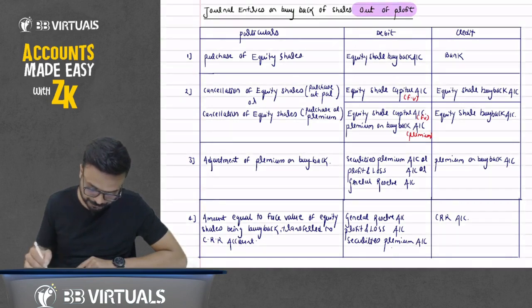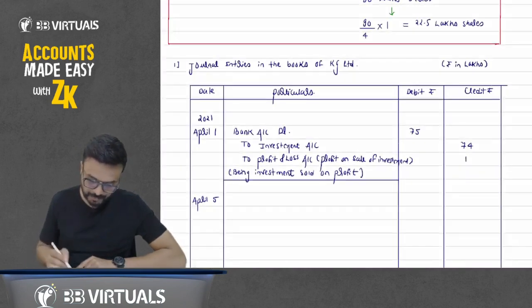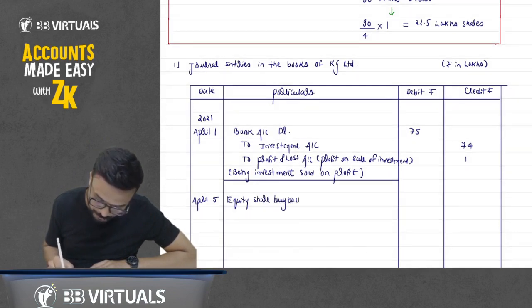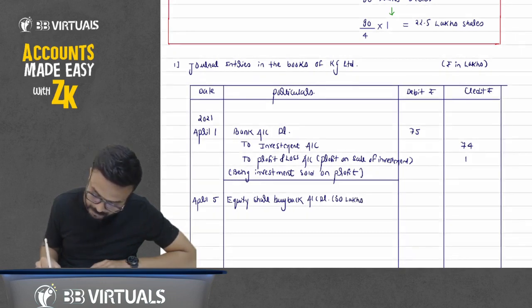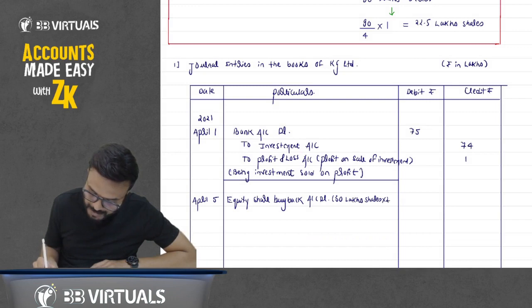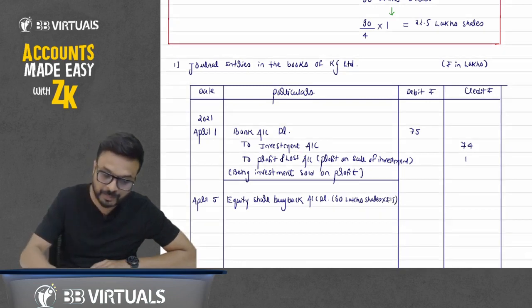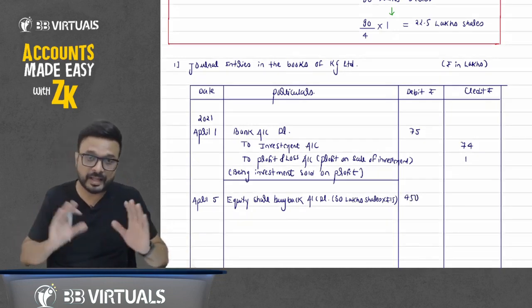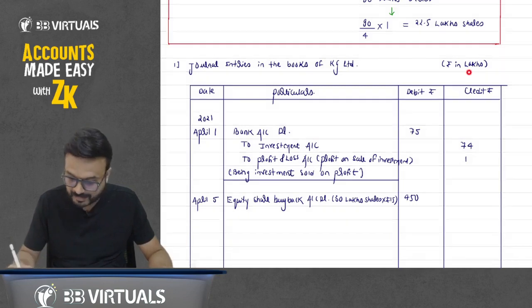Okay. So here, write down: we have purchased equity shares. Equity share buyback account debit, 30 lakh shares we have purchased at rupees 15. So 30 lakhs multiplied by 15. All the figures are in lakhs, so don't write 30 lakhs as a normal figure. The rupees are in lakhs. That is 450 lakhs. 30 multiplied by 15 is 450.